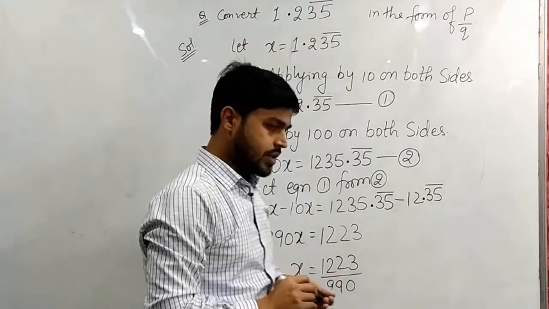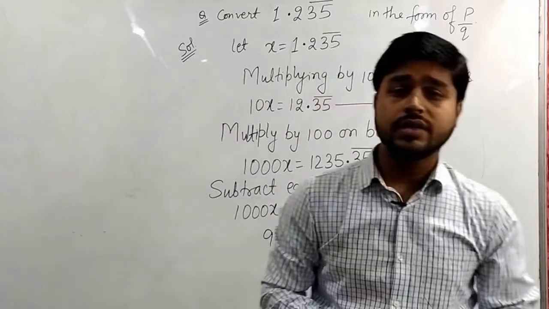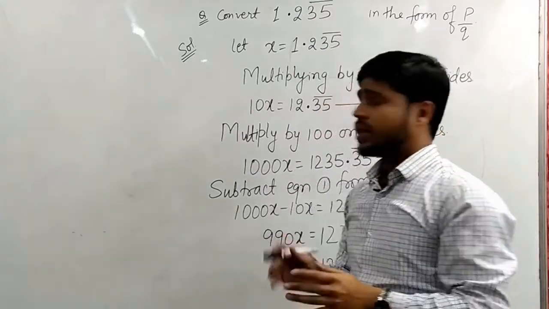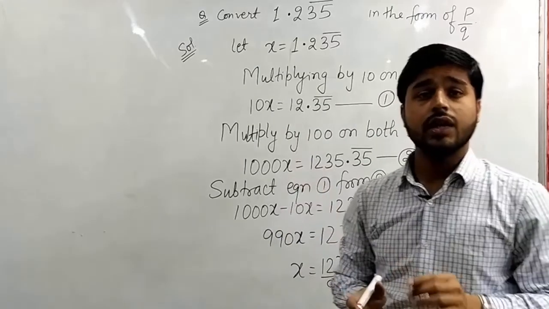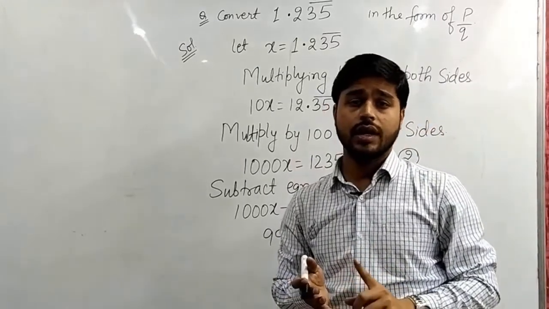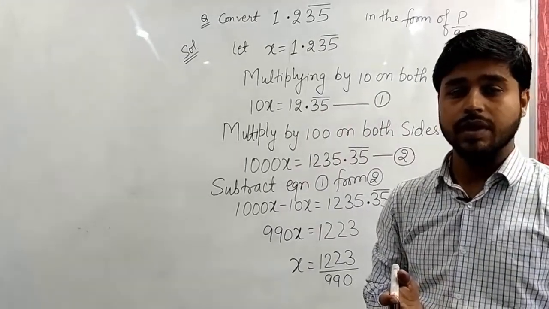So these are the three questions. Now if you practice these three questions, you can simply become a master in this topic of converting non-terminating recurring decimal representation into the form of P by Q.